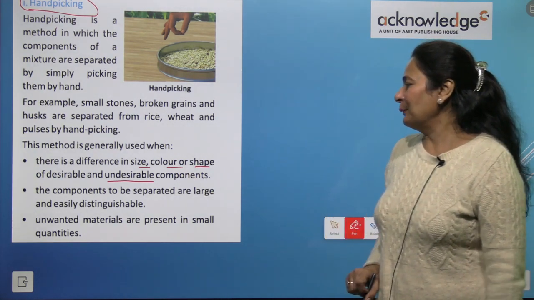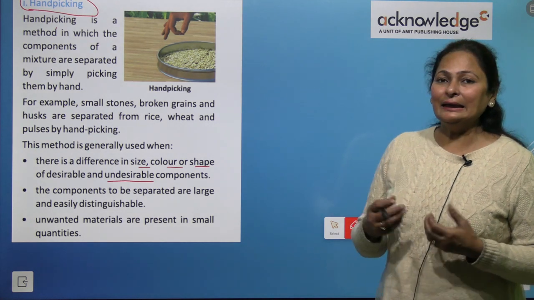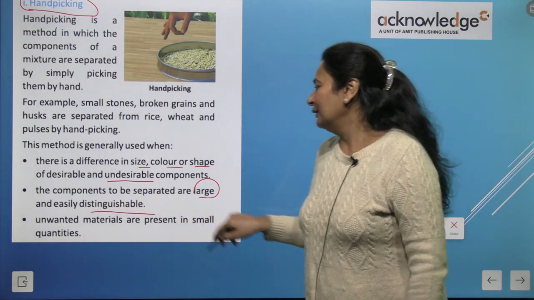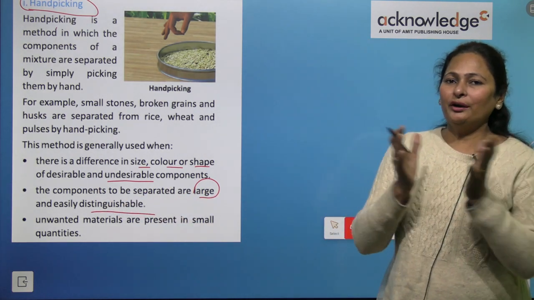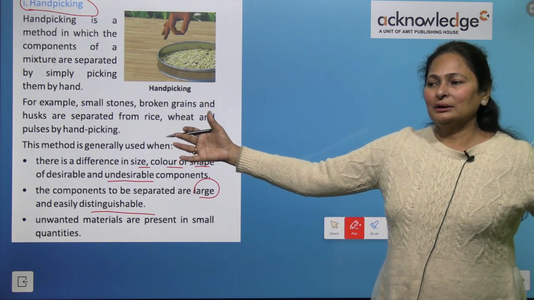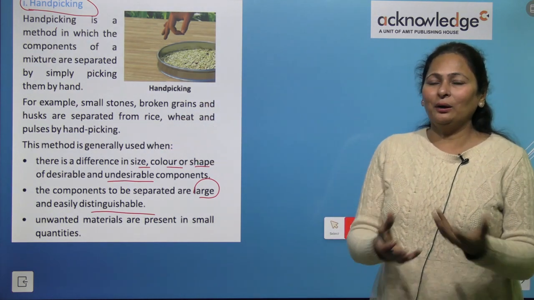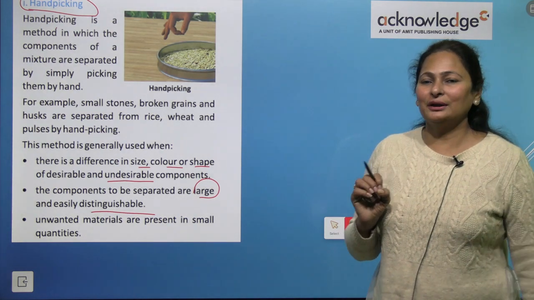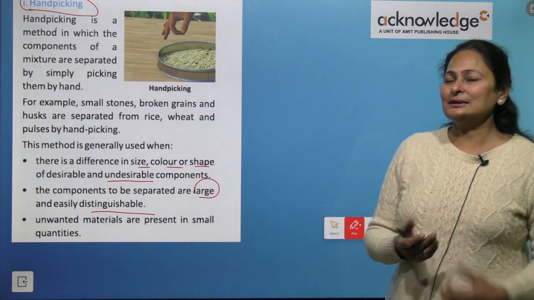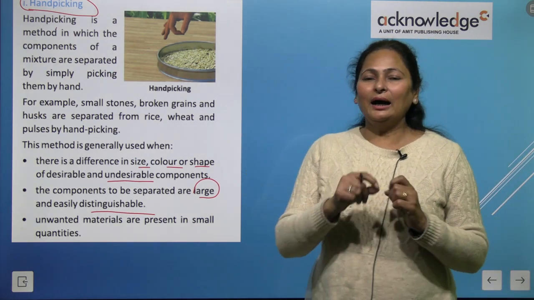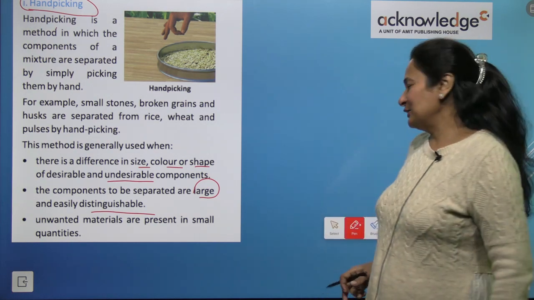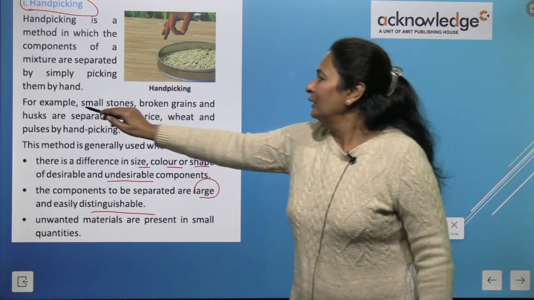The components to be separated are large and easily distinguishable, right? And the quantity must be less, right? If there is such a big heap, you cannot hand pick the impurities out of it, right? So this is hand picking. We are picking the impurities with the hand. So this is the method, like we do it.